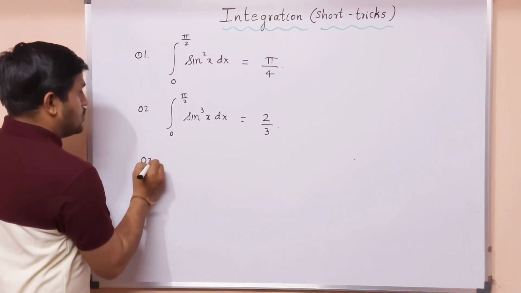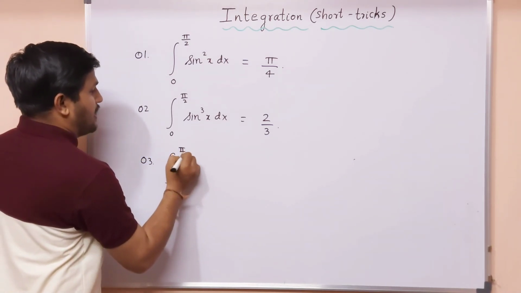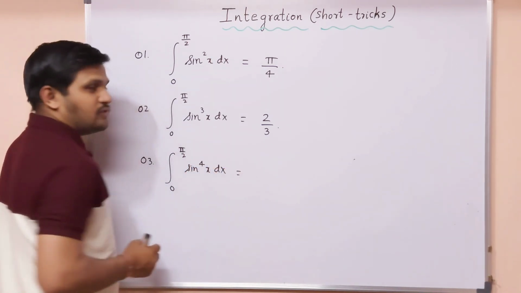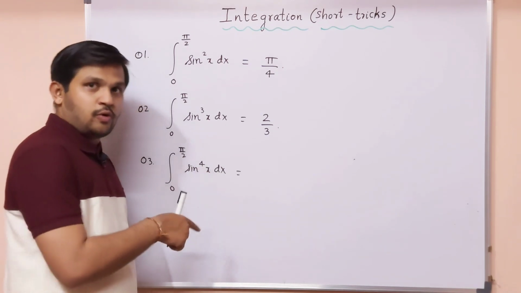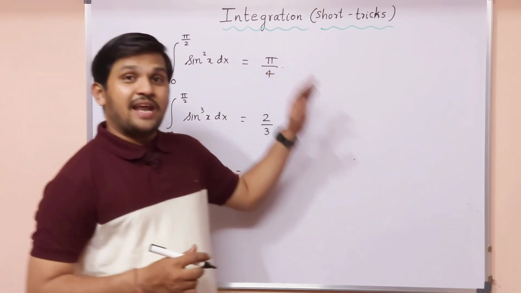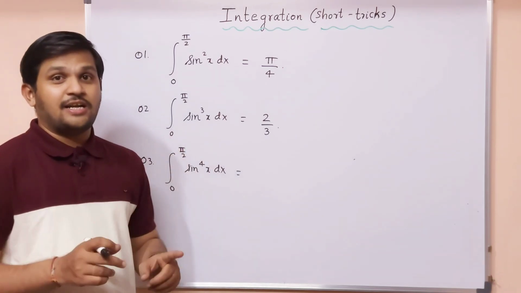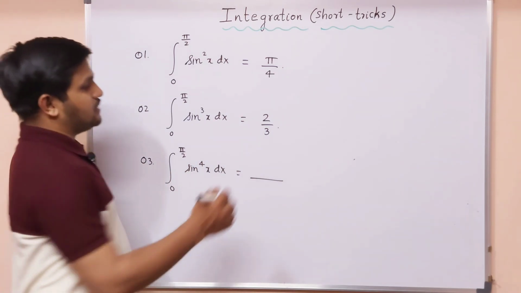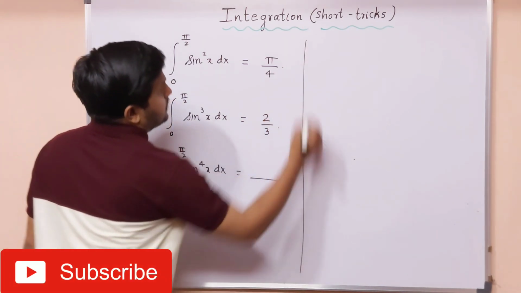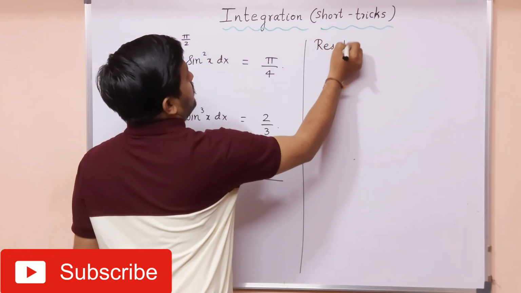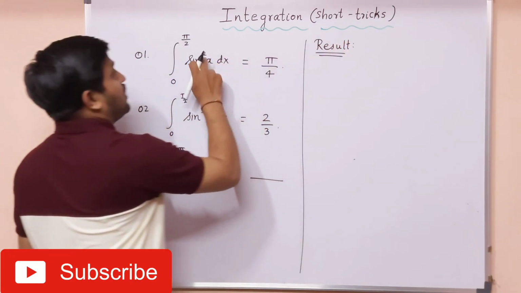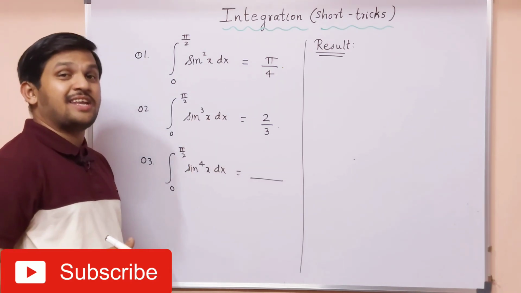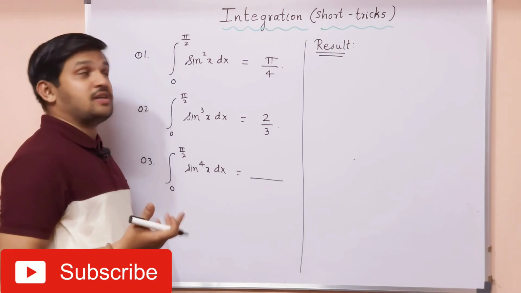Similarly, if I ask you what is the integral of 0 to pi by 2 of sin x whole power 4 dx, what is the value of this? You can write it on your own. First, let me write the trick for that, the standard result, so that we can answer this. Let's watch this very carefully, students. I will write the standard result for this trick, and you can use it for any power n. It can be sin square, sin cube, sin x power 4, power 5, power 6, and it goes on.